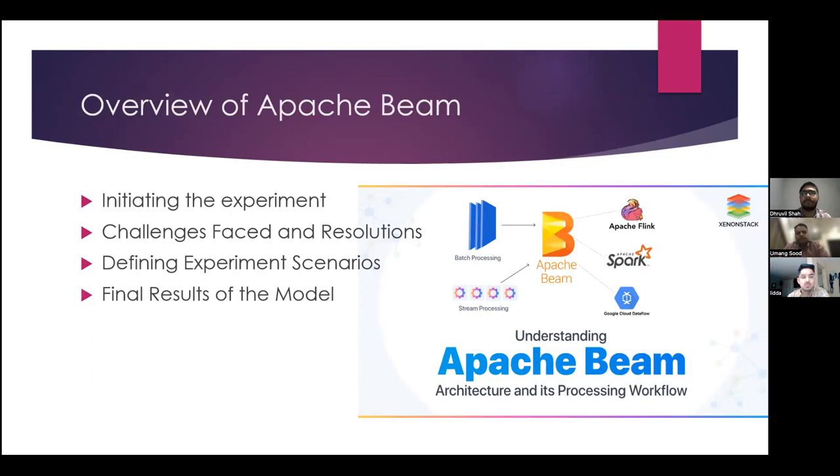So, what is Apache Beam? Apache Beam is a powerful open source framework designed to facilitate the creation of both batch and streaming data processing pipelines. It provides developers with a unified model to write data processing code that can seamlessly run on various distributed processing backends, including Apache Flink, Apache Spark, and Google Cloud Dataflow.